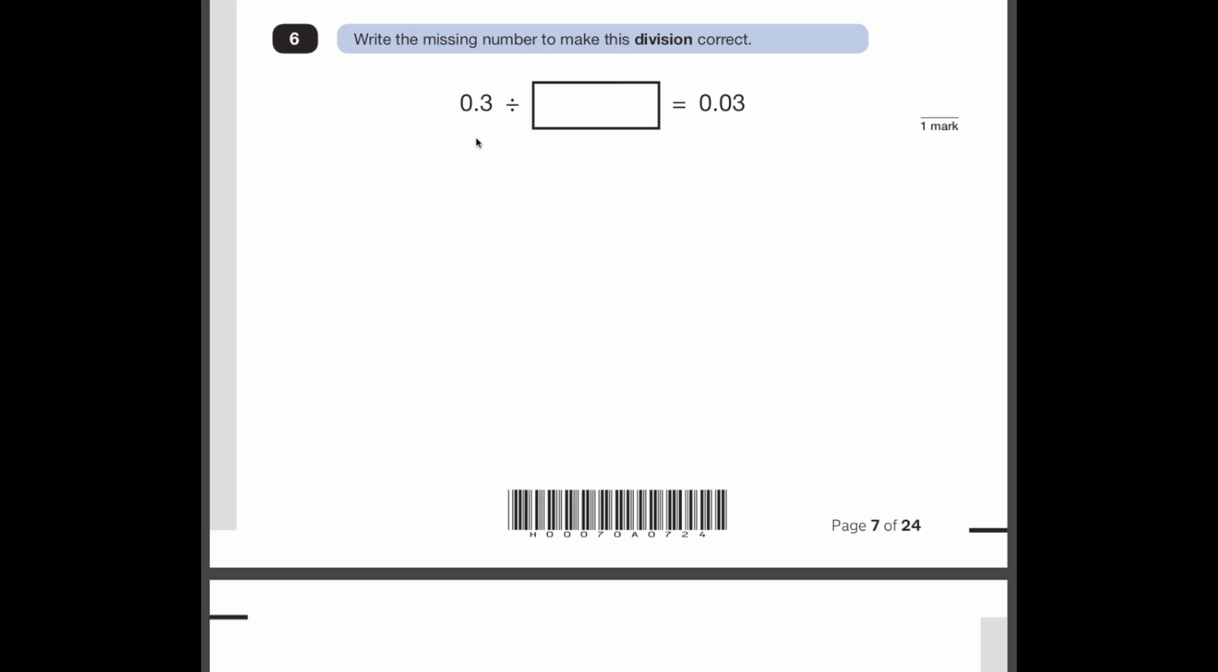It's basically place value. Looking at what we've got, we have 0.3 and we need to divide it by something to turn it into 0.03. You should know that if you divide by 10, the whole number would jump one space to the right, which would make it 0.03. So our answer is 10. 0.3 divided by 10 is 0.03.